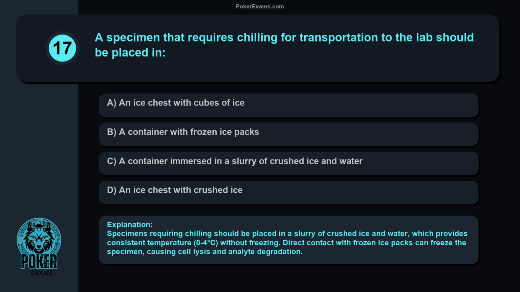Specimens requiring chilling should be placed in a slurry of crushed ice and water, which provides consistent temperature, 0 to 4 degrees Celsius, without freezing. Direct contact with frozen ice packs can freeze the specimen, causing cell lysis and analyte degradation.